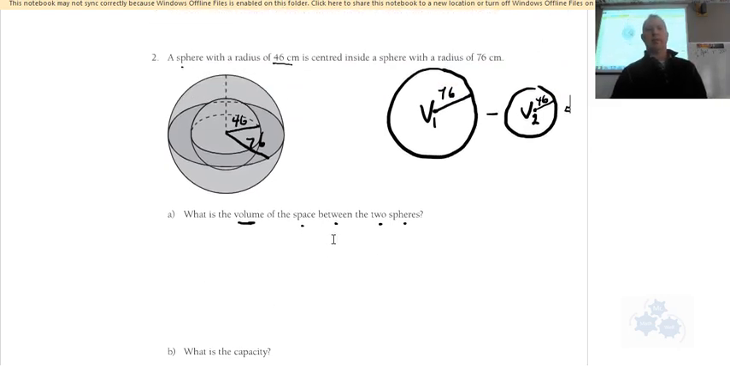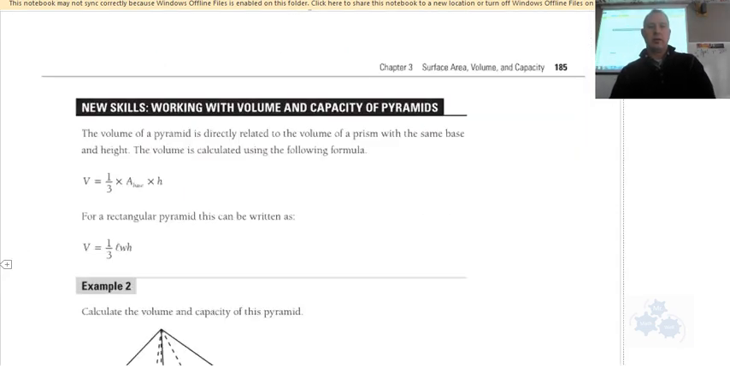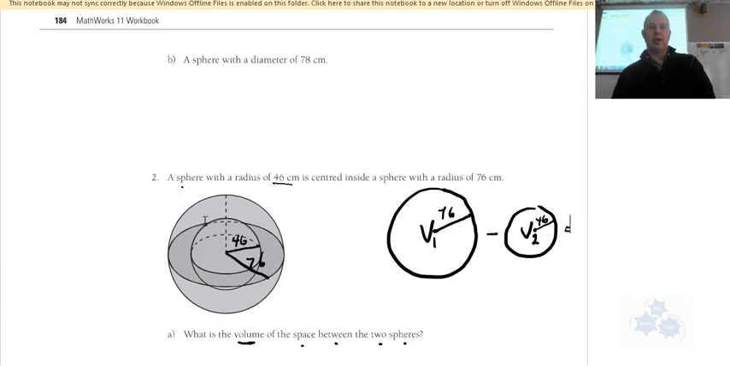I'll give you a few minutes to work on questions 1 and 2, and then we'll move on to this example here. So finish 1 and 2.